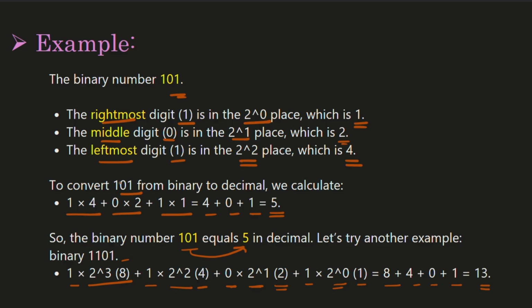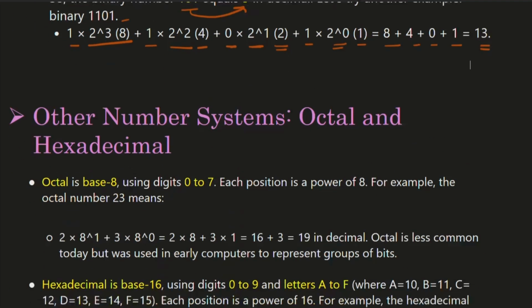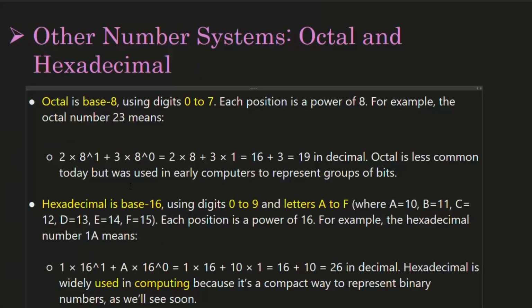This shows how binary numbers represent the same values as decimal numbers, but using only zeros and ones. Computers use binary because their circuits can easily represent 0 as off and 1 as on. Next, let's touch on 2 other number systems you'll often encounter in computing: octal and hexadecimal.